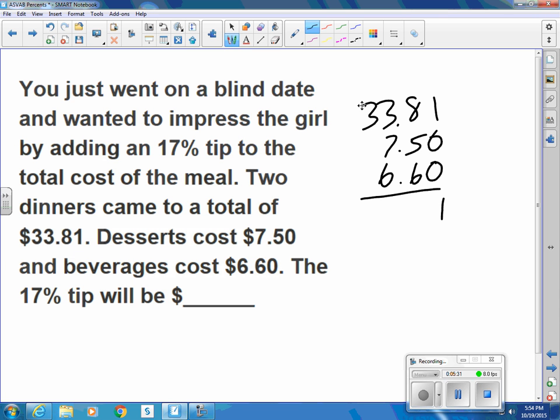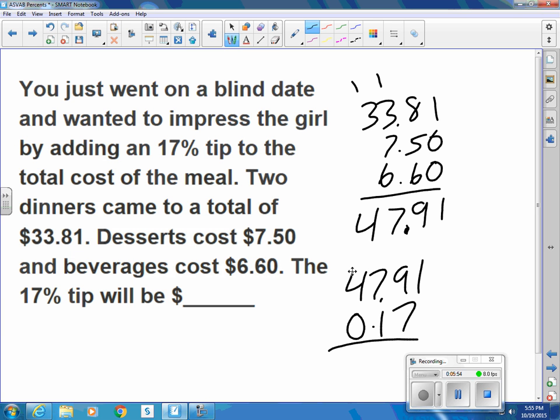6 and 5 is 11. 9, 6 is 13. 16, 17. So $47.91. So if I multiply that by 0.17, that tells me $8.14. So my tip will be $8.14 if I give a 17% tip.